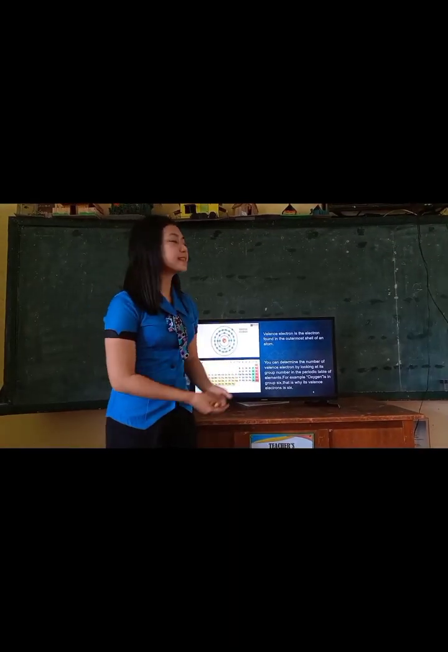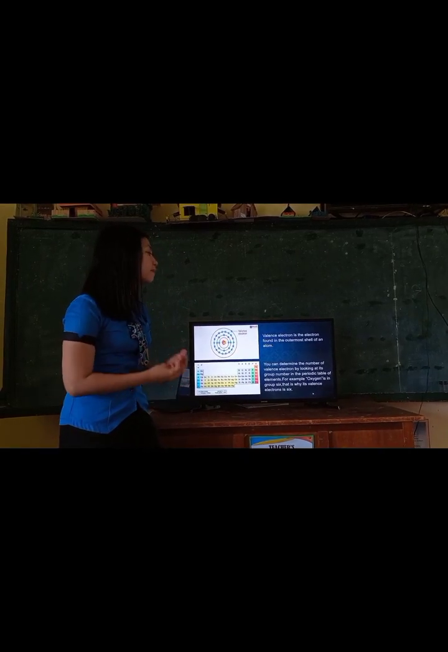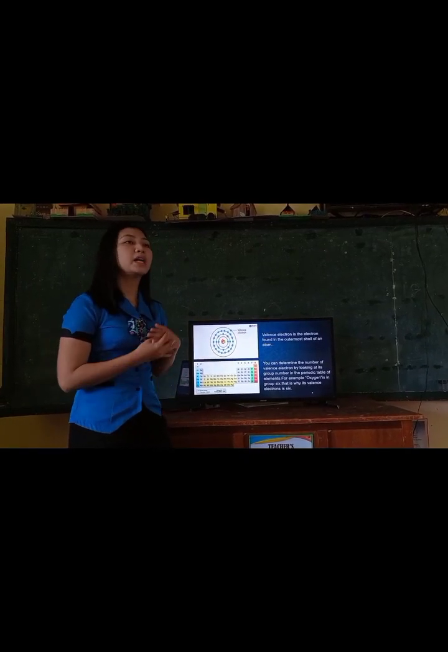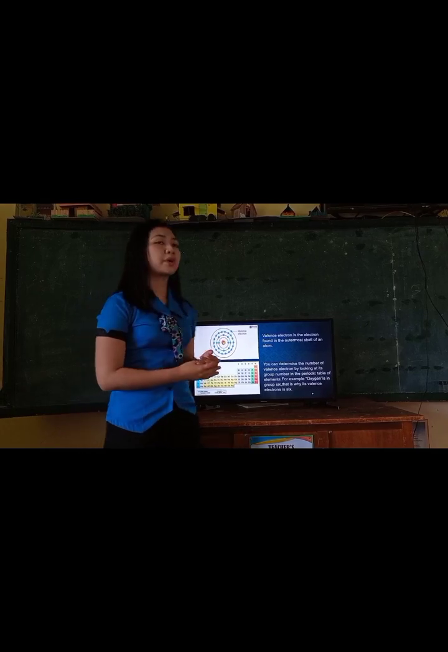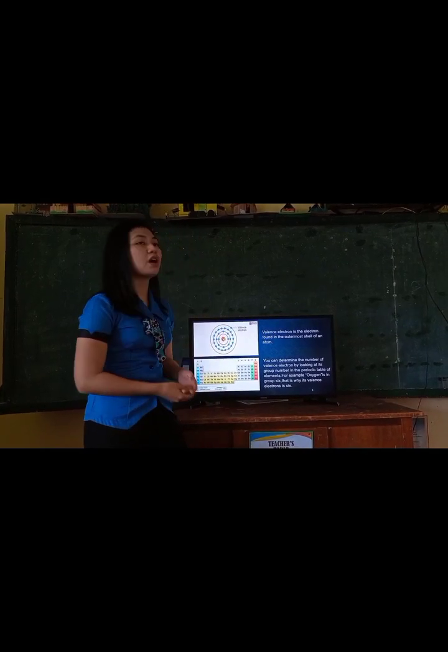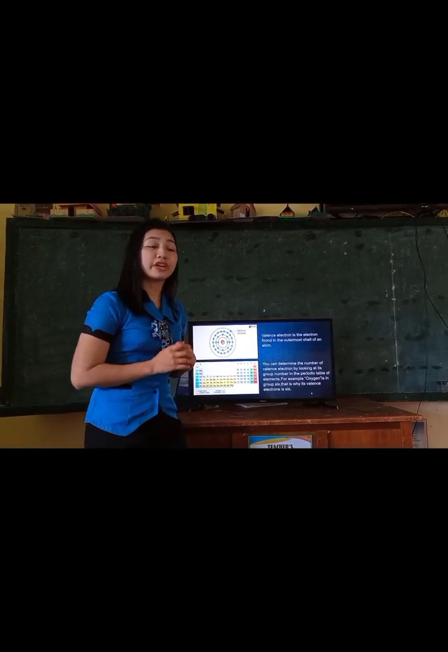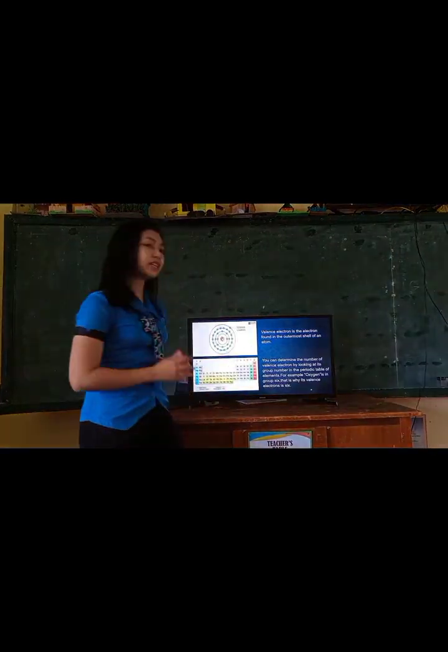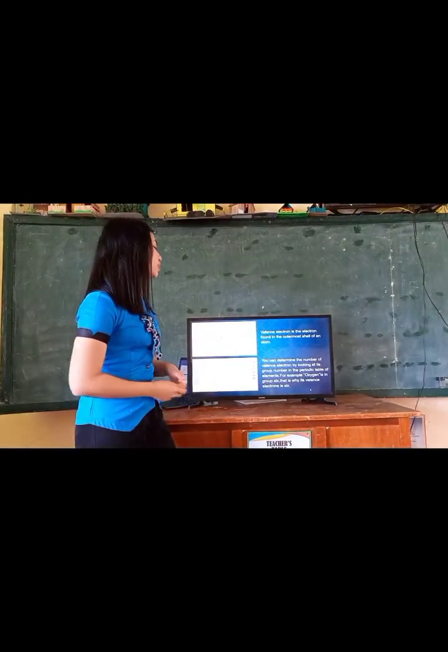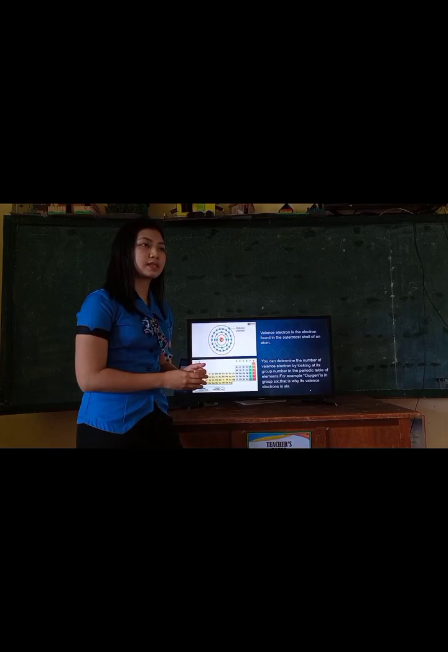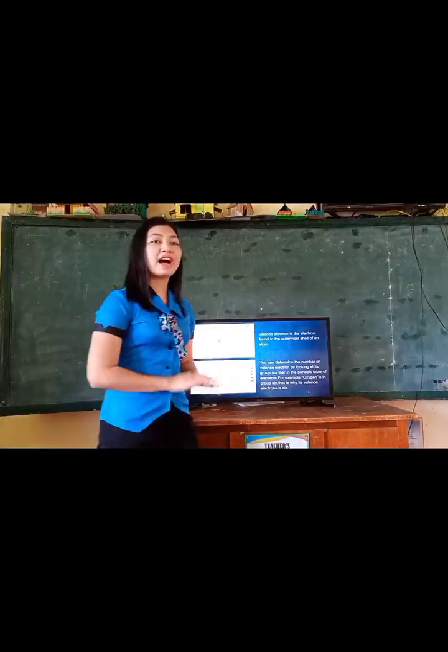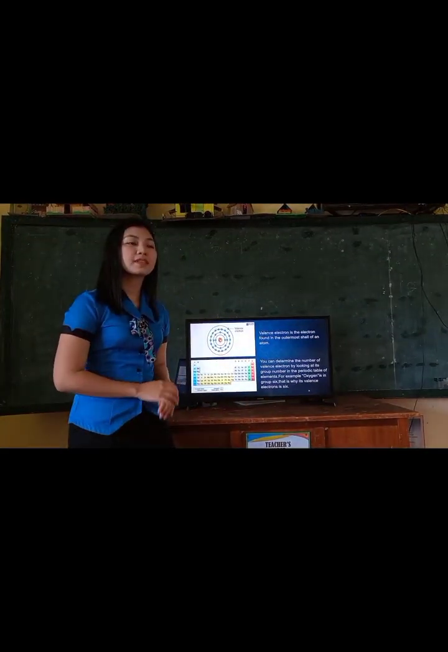Also, class, you can determine the number of valence electrons by looking at its group number in the periodic table of elements. For example, oxygen. Oxygen is in group 6. That is why its valence electrons are 6. Very good.